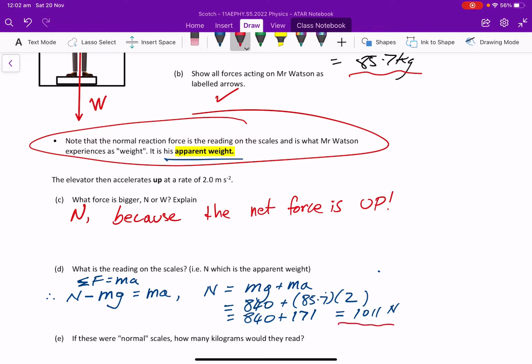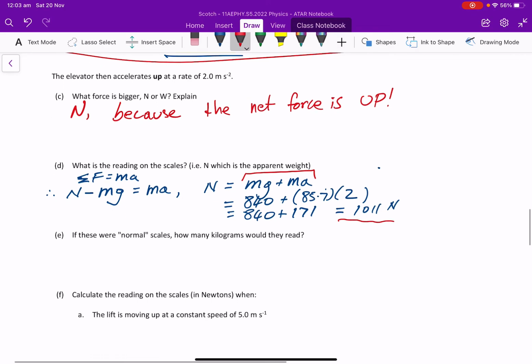Now guys, a clever way to think about it would be, it's as if G isn't 9.8. It is 11.8. And if you were simply to go 11.8 times 85.7, of course, you're going to get exactly the same figure, 1011 newtons. Because if you think about this thing here, you could have taken m out as a common factor. It's m outside of G plus A. So if you're accelerating up, it's as if G is a bit bigger for you. If you're accelerating down, it's as if G is a little bit smaller for you.